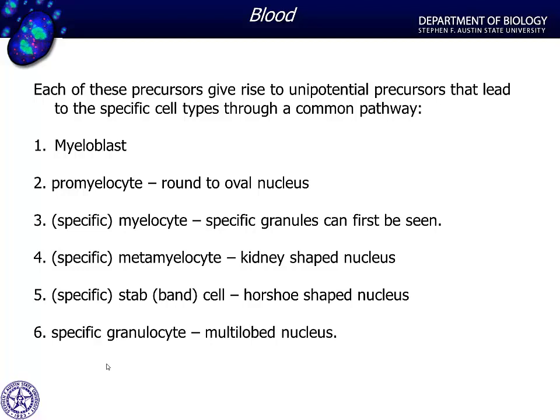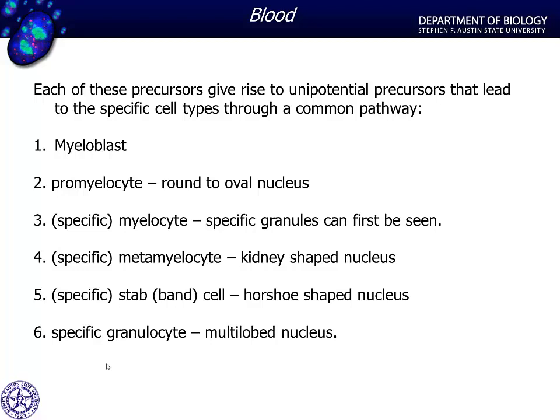But where we're specifically going to be able to distinguish in lab the different types of granulocytes is our stage 3, the myelocyte. In this one we can begin to see the specific granules, so we can call this a neutrophilic myelocyte, a basophilic myelocyte, and an eosinophilic myelocyte. When we see those granules first, that's when we call it a myelocyte.